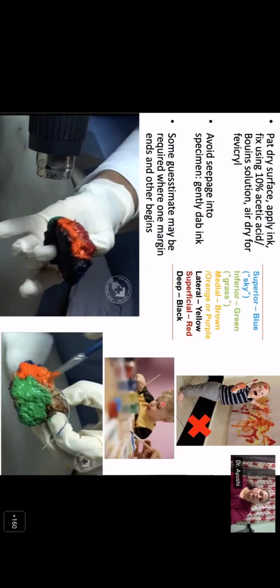What is important to remember is that the ink, when you first apply it, should be gently applied and not in a slap-happy manner. You should not slap on the ink, because the breast being a very soft, fatty, lobulated tissue, if you put the ink in a heavy-handed manner, it will penetrate the fatty lobules and cause false positive margins. So gently tap the ink, and it is important to remember that some amount of guesstimate may be required as to where one margin is ending and the other is beginning. However, if you have a well oriented tissue, you are generally able to make out which margin is which.